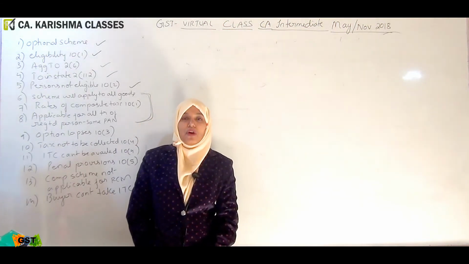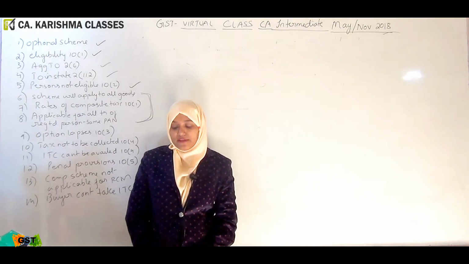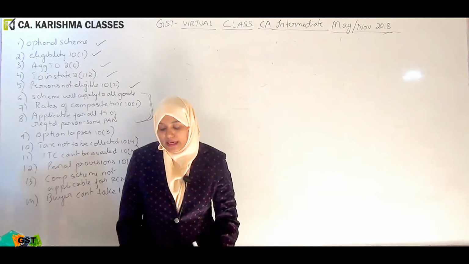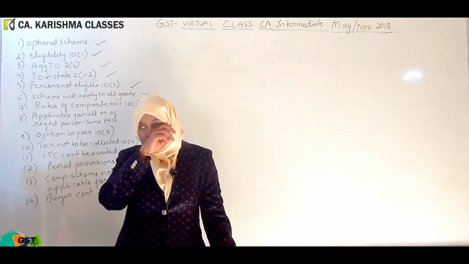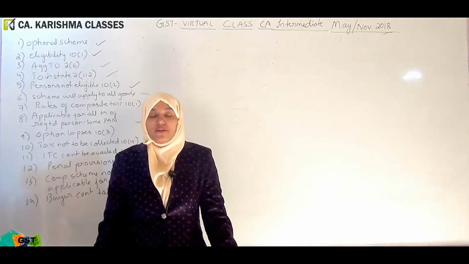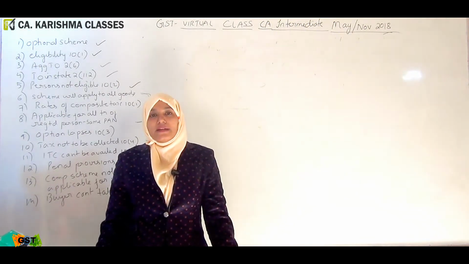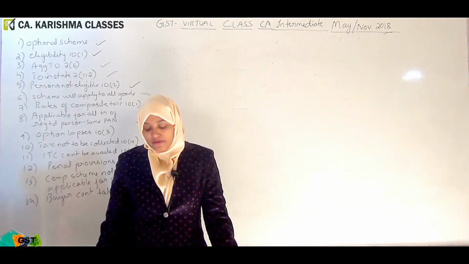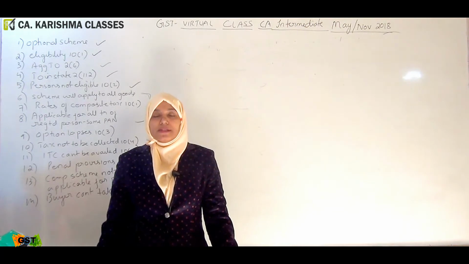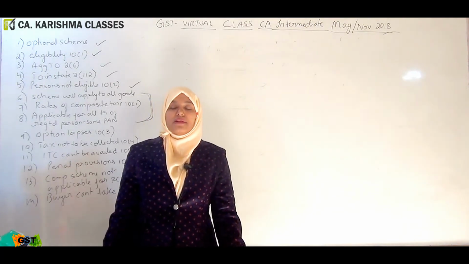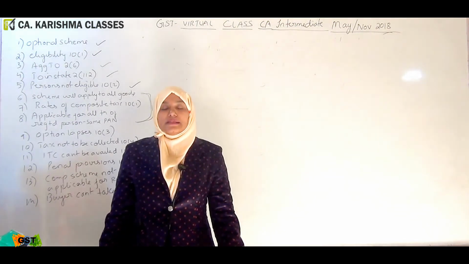So then we are saying that in this scheme you have an option to pay tax at small rates. So we have manufacturer, he will be paying CGST, SGST, 1%, that is effectively coming to 2%. And then we have restaurant will be paying 2.5, effectively 5%. And trader will be paying 0.5 plus 0.5, that is 1%. These are the rates which are given for the composition supplier.